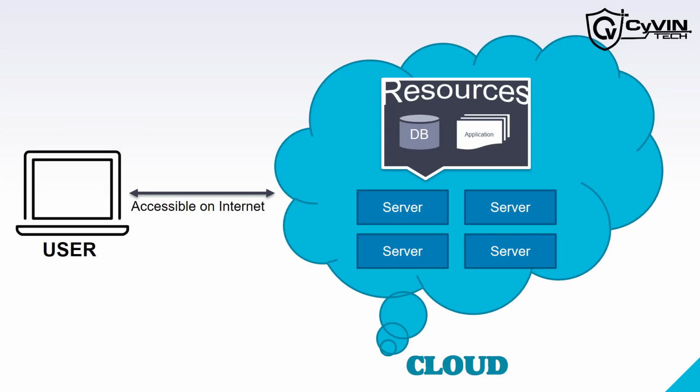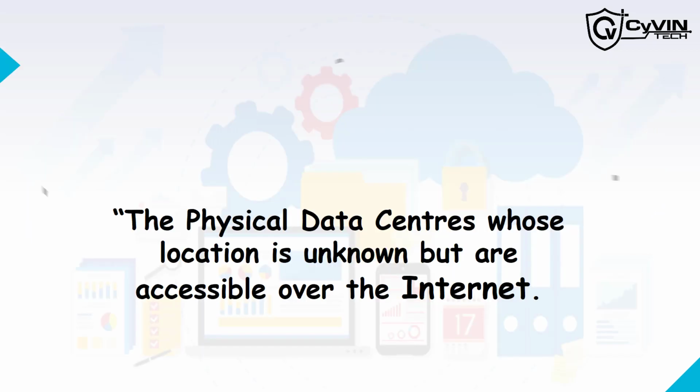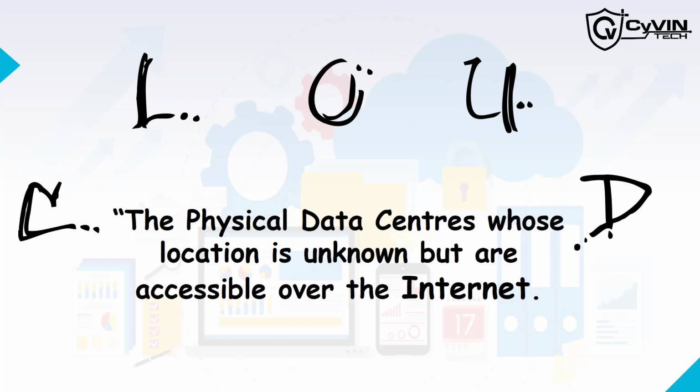The figure on the screen gives an idea of the cloud structure, where a data center that consists of a number of servers containing applications, databases, and other resources is accessed by the end user via the internet. More specifically, we can say that these decentralized physical data centers, whose location is unknown to the user, are regarded as cloud.